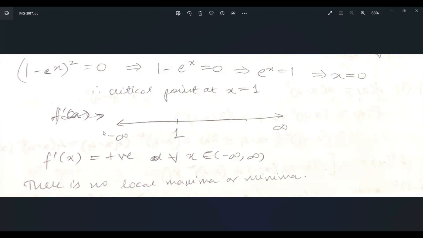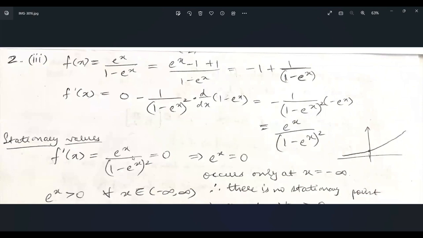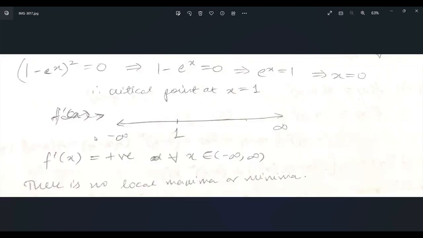So the real x line is divided from minus infinity to plus infinity, and 0 is a critical point, but it is not in the domain. But we also see that f dash of x is always a positive value because the denominator is always positive and e to the power of x is always positive. So this function is always increasing. So f of x is always an increasing function. There is no local maxima or minima.